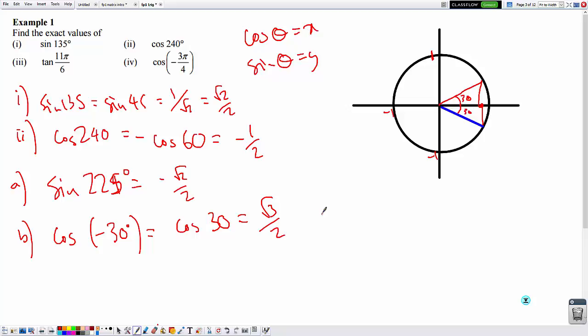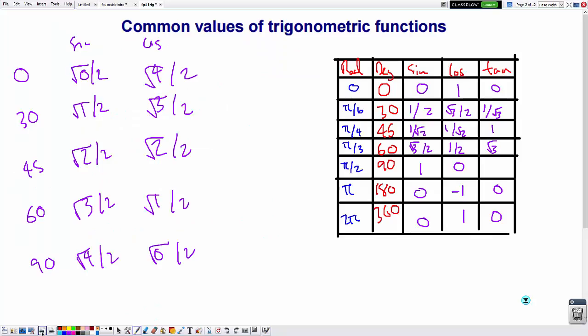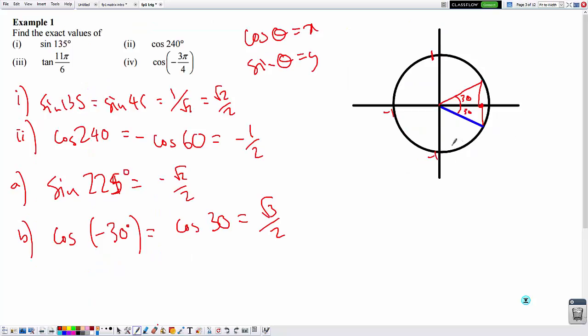Let's do one more. Notice this is much easier, I think, once you get the hang of it, than that method we used to use with all the diagrams. You just use a circle and relate it, and it's really easy. Again, we're relating it to these ones that we know. We're not going to be using other angles. So let's work out sine and cos of, let's say, 310.